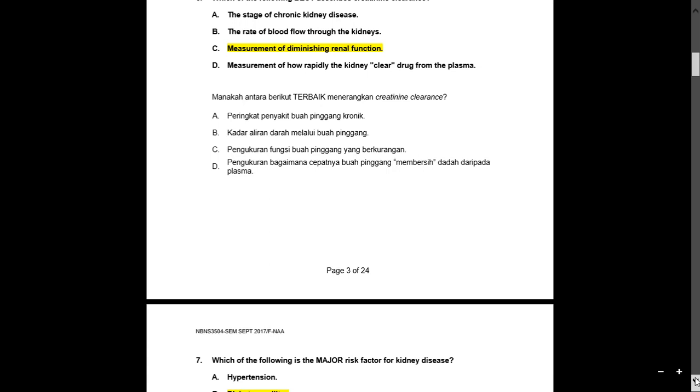If the creatinine clearance is low, it shows the diminishing renal function.